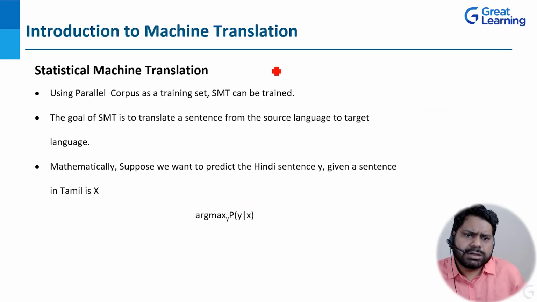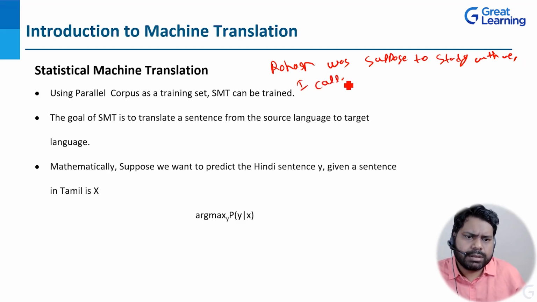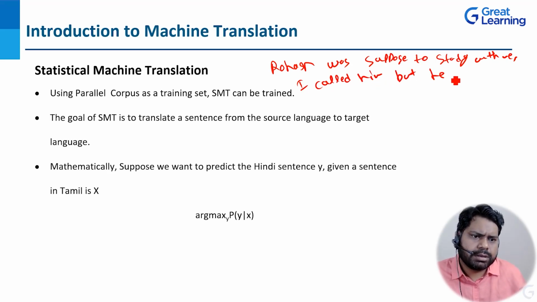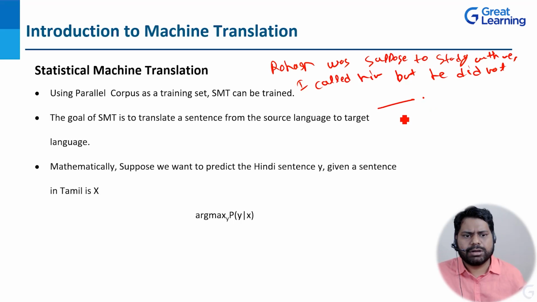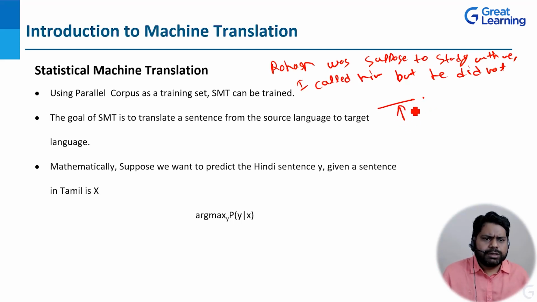So let's suppose: Rohan was supposed to study with me. I called him, but he did not... and then there is a blank. Now suppose we want to fill this word and complete the sentence.